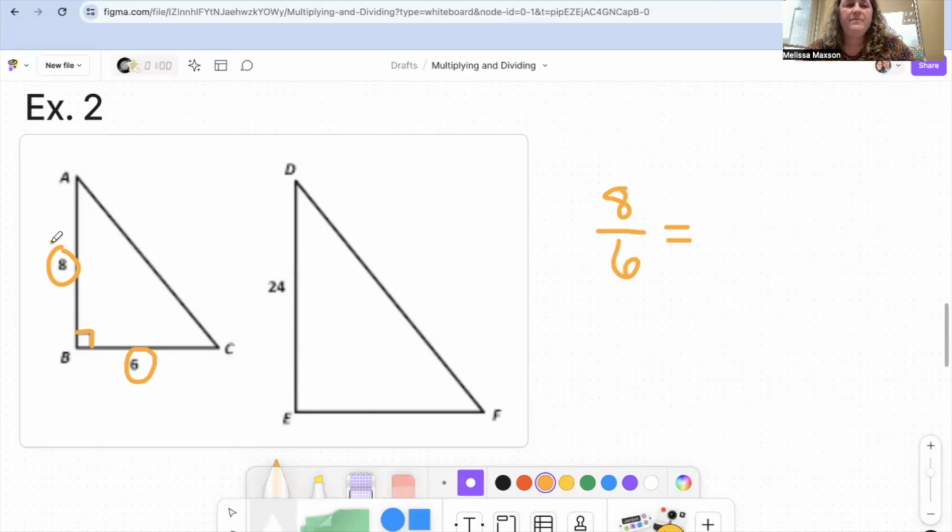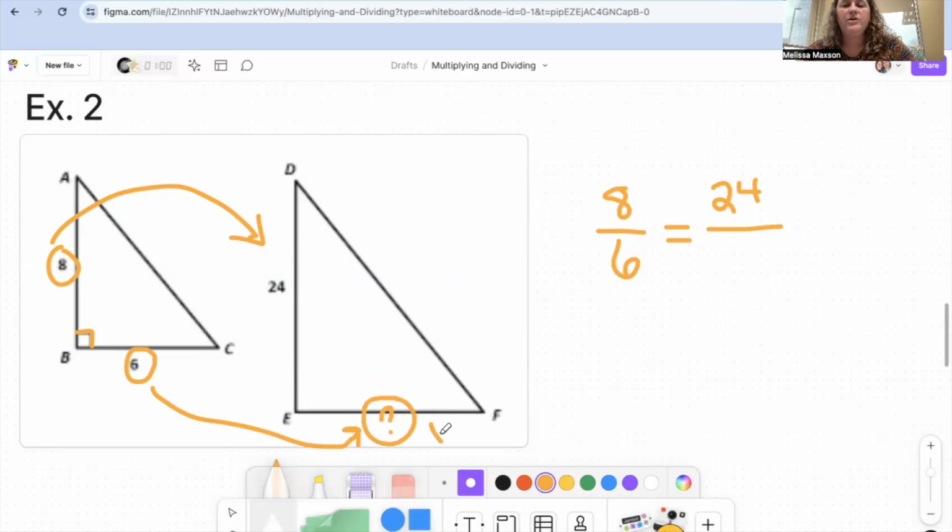Well, 8 corresponds to this side, right? So that would be 24 here over. And then look, 6 does not have anything right here. It's blank. So that means that we have to find this value, which we could call X. We use X all the time, so don't let it scare you.